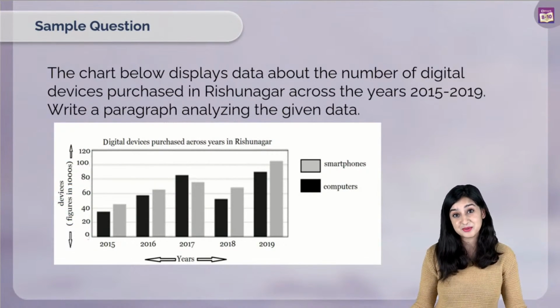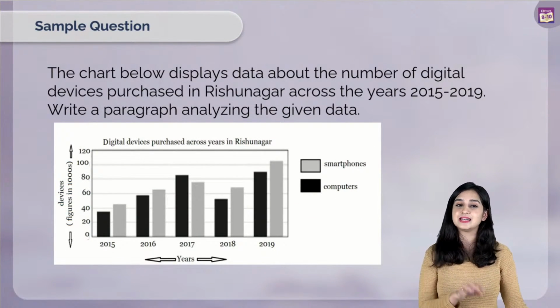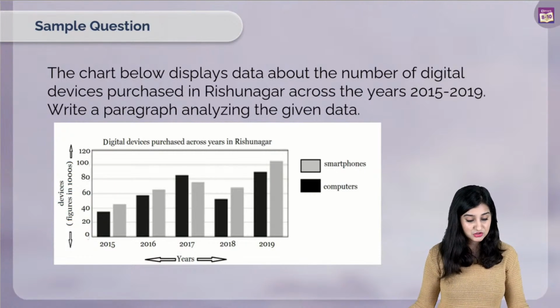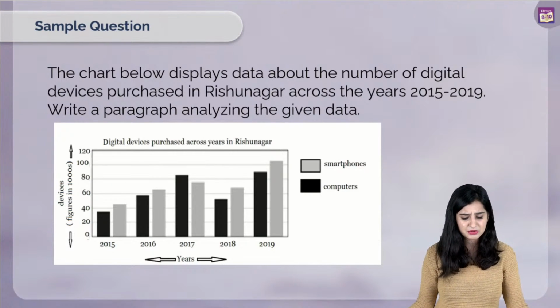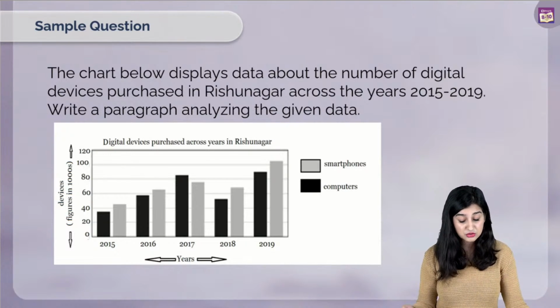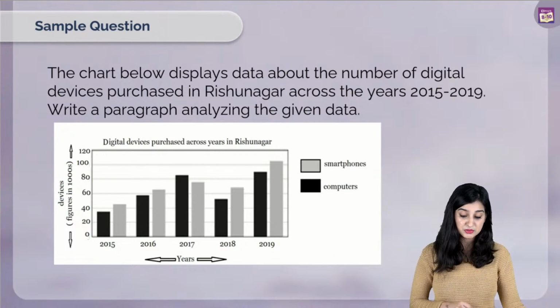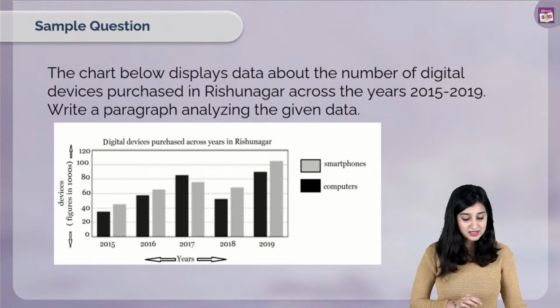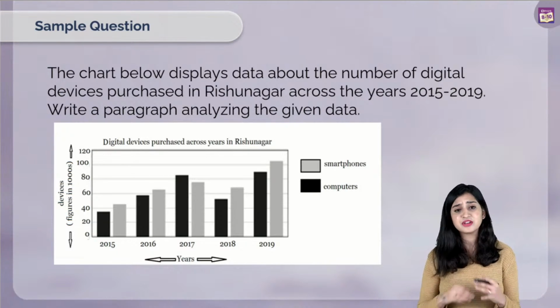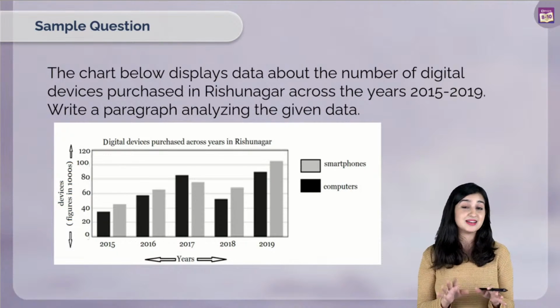Here's our sample question, and everything will be made clear just by looking at this question. The chart below displays data about the number of digital devices purchased in Rishinagar across the years 2015 to 2019. Write a paragraph analyzing the given data. Just from this chart, we can see that it is a bar graph. You see the bars, it's a bar graph. Fairly simple to read, according to me.